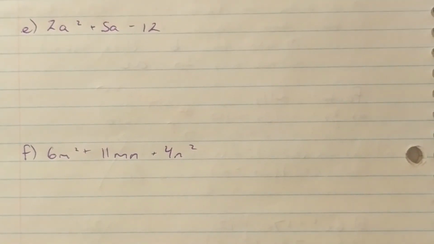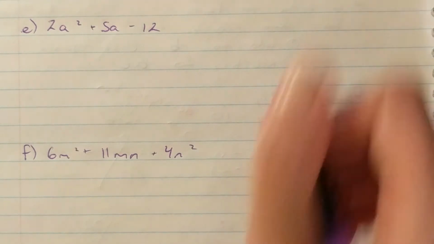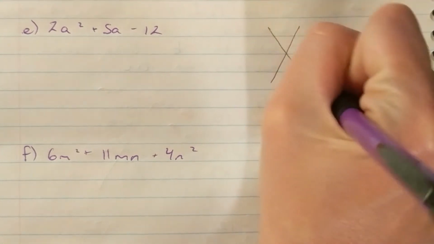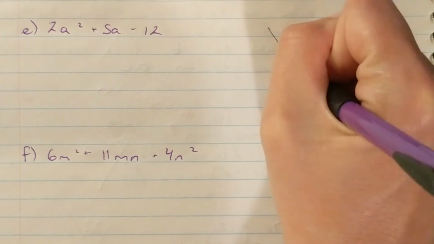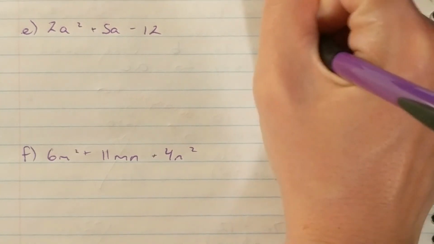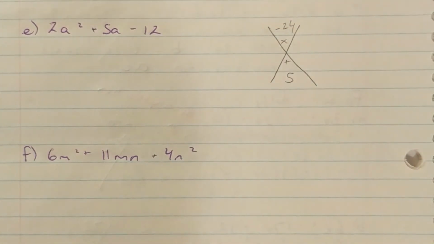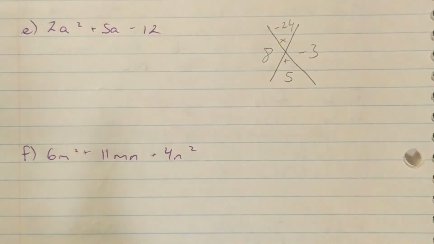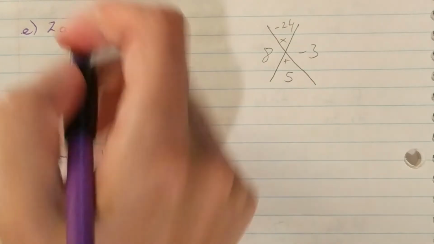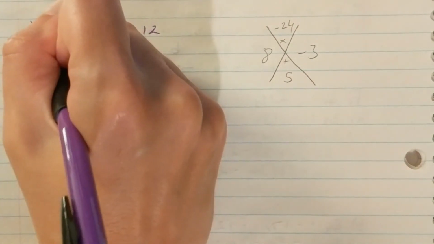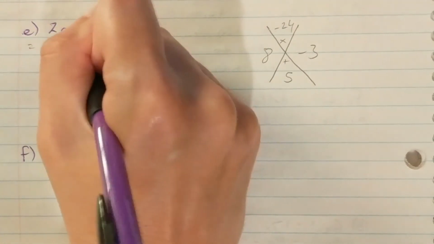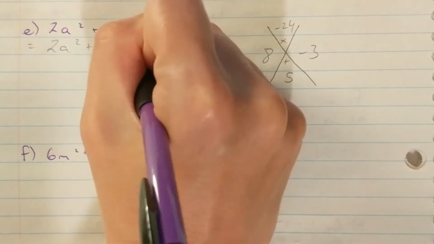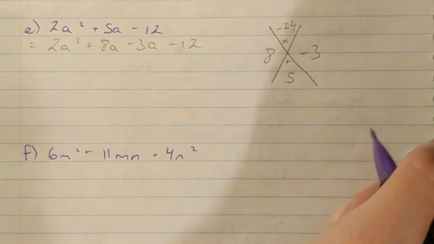Okay, let's do two more examples. 2a squared plus 5a minus 12. Set up our x over here. We need two numbers that add to 5 and multiply to negative 24. In this case, we're looking at 8 and negative 3. Let's go ahead and decompose here. 2a squared plus 8a minus 3a minus 12.